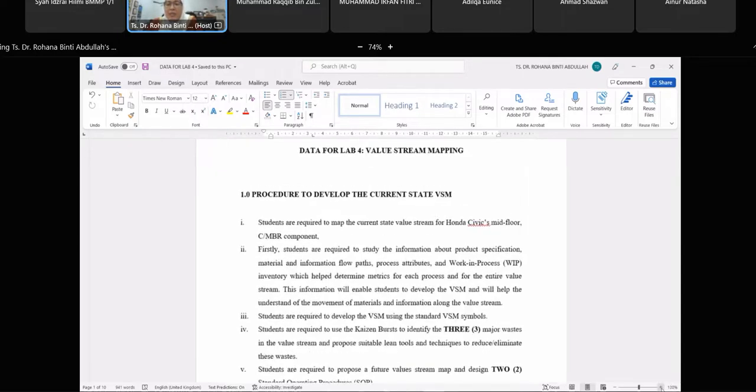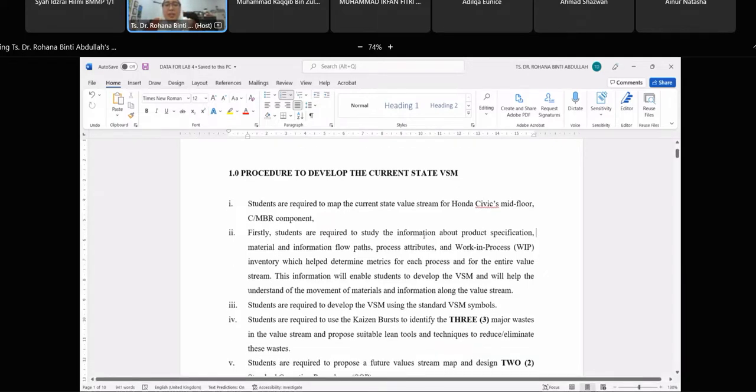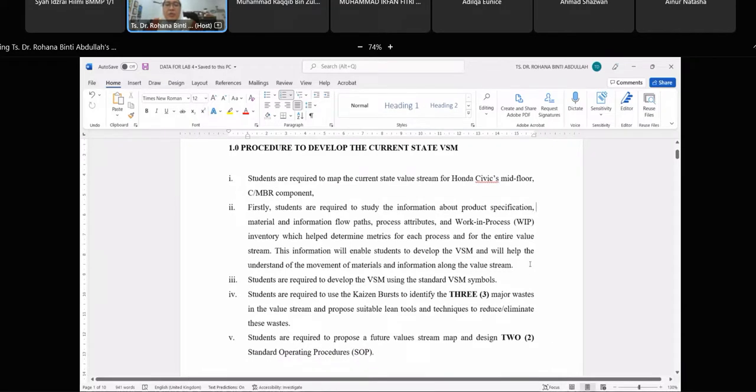Now students are required to study the information about the product specification. All this information we provide, because it is what the students collected in the factory. Alright, so the process they went through, the 7 steps to develop the current state VSM, they have gone through. We also give the material information flow path, process attributes, work in process, everything. This information will enable students to develop the VSM and will help the understanding of the movement of material and information flow along the value stream.